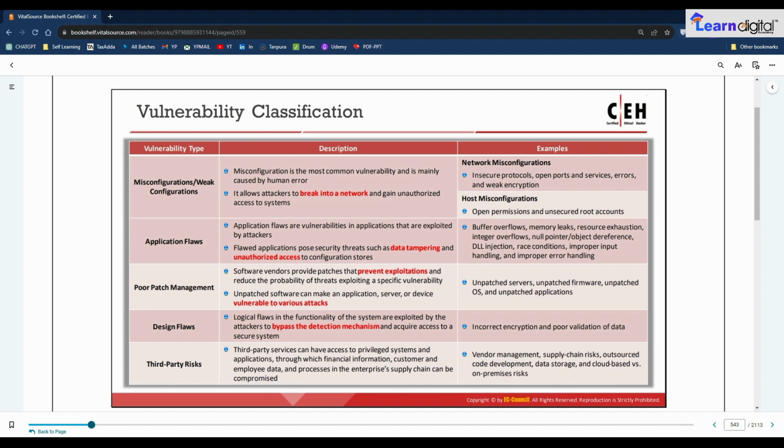Vulnerabilities present in the system or network are classified into these particular categories, which you can see on my screen right now, like misconfiguration, weak configurations. It is the most common vulnerability and is mainly caused by human error. It allows attackers to break into the network and gain unauthorized access to the system.